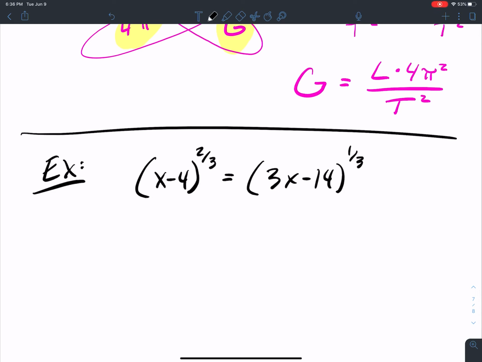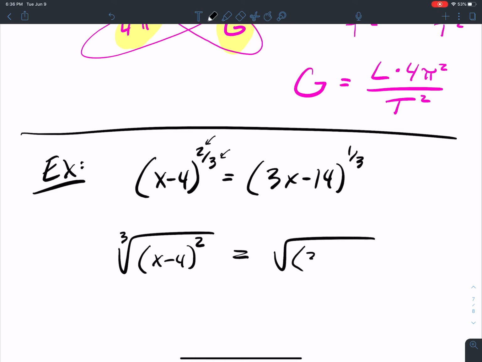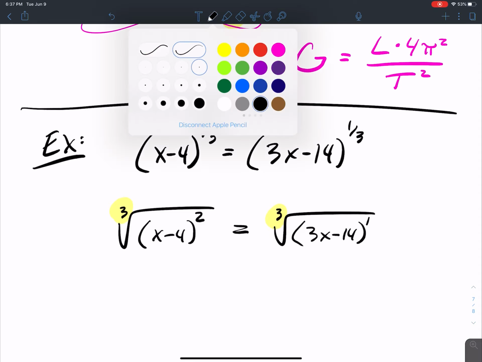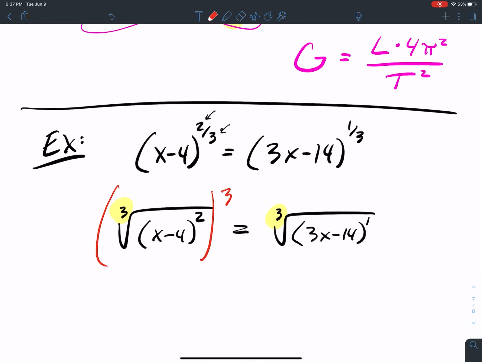When I look at this, the first thing I want to do is convert this to radical notation. The rider goes in the house and the horsey goes outside. So the rider in the house is the 2, and the horsey outside is the 3, the cube root. And this is the cube root of 3x minus 14, raised to the 1. So the index is 3 for both of those. How do I get rid of the cube root? I cube both sides. Cubing both sides gets me (x minus 4) all squared equals 3x minus 14.